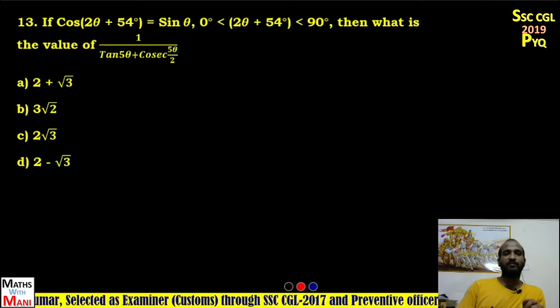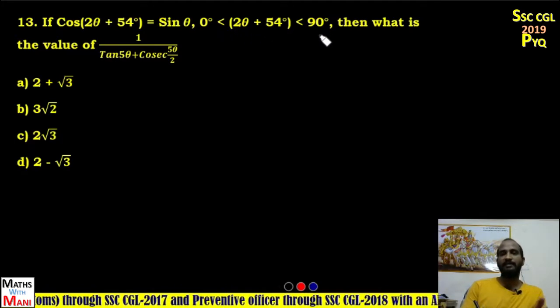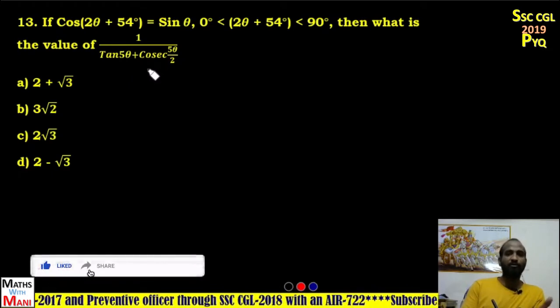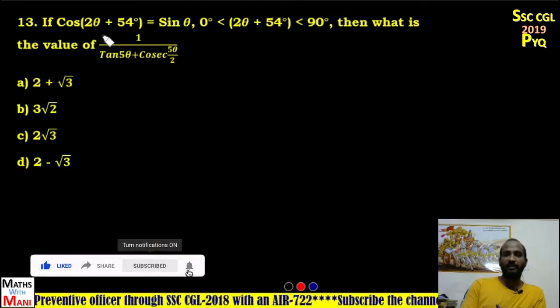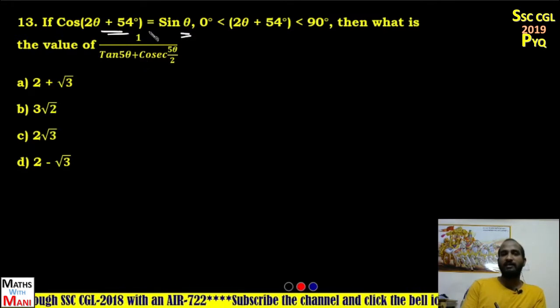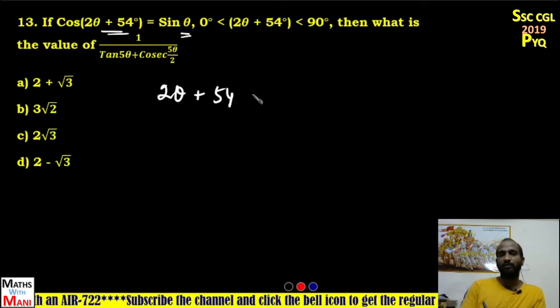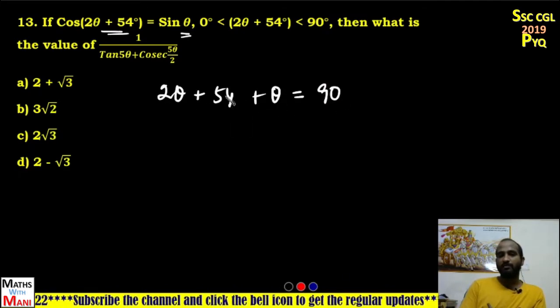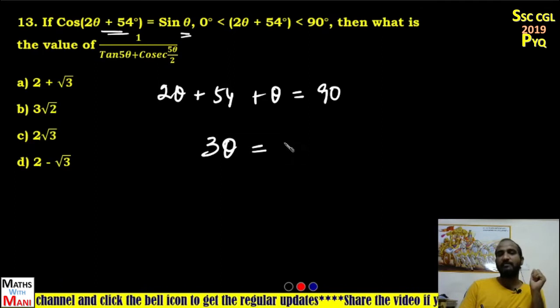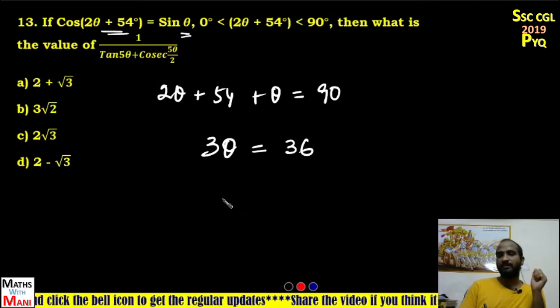See, if cos of 2 theta plus 54 is equal to sin theta, and 0 degrees less than 2 theta plus 54 less than 90, then what is the value of 1 by tan 5 theta plus cosecant 5 theta by 2? In the previous video also we discussed this problem. Whenever cos and sin are equal, these angles are complementary angles. That means the sum of those two angles is equal to 90. So 2 theta plus 54 plus theta is equal to 90. So 3 theta plus 54 is 90, which means 90 minus 54 is 3 theta. 90 minus 54 is equal to how much? 36.